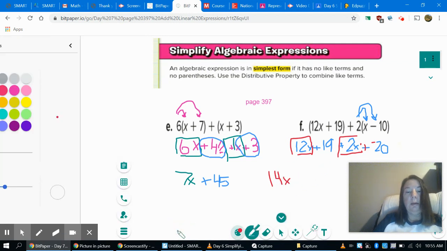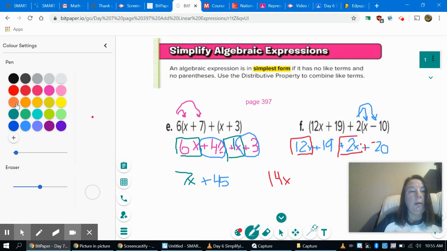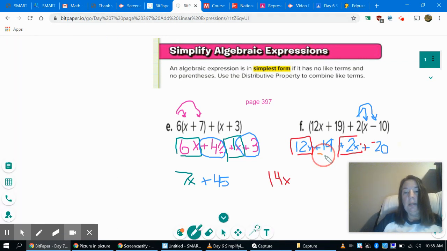And I have 19 and negative 20. So 19 plus negative 20, I'm adding with different signs, so I need to find the difference. So I'm going to subtract. 20 minus 19 is 1. And it's going to be a negative because this negative 20 has the greater absolute value.